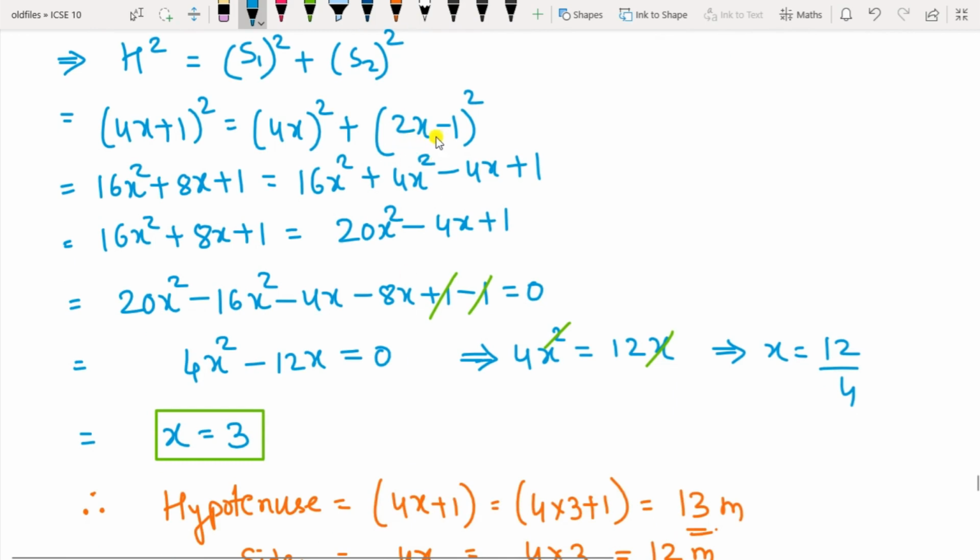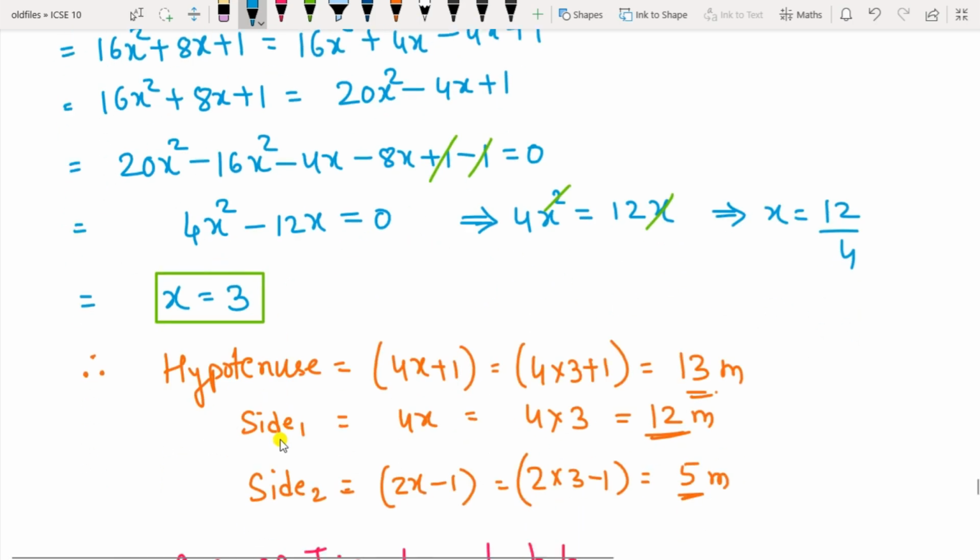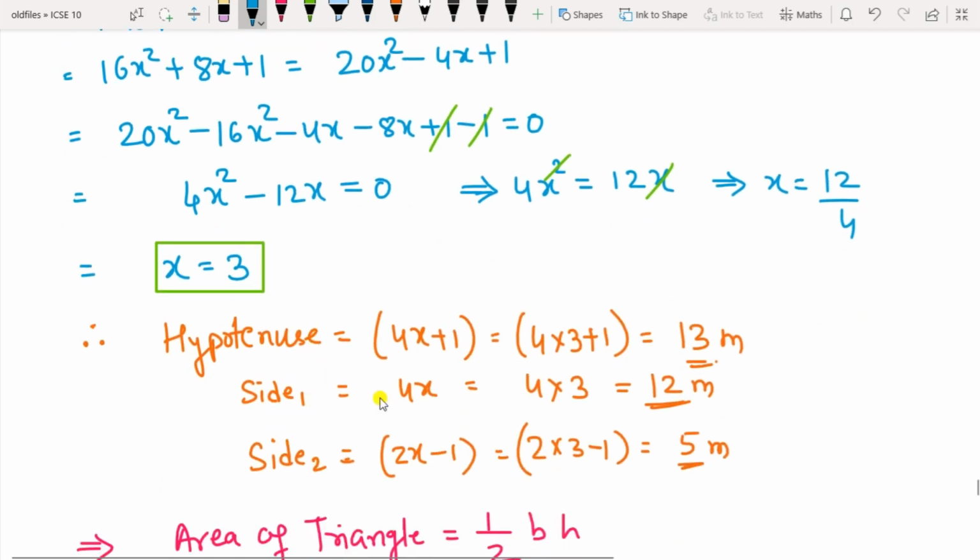Write the formula for a minus b the whole square, expand it, bring all the terms together, and this forms an equation here. Now here there is no constant term, so it is not of the quadratic form, it has become a linear equation now. So this becomes 4x square minus 12x, you can take this minus 12x onto the other side. So your x will get cancelled, so value of x will be 12 by 4, that is 3. So substitute the value of x equal to 3 in hypotenuse, side 1 and side 2 in all the equations here. So you get the value of hypotenuse as 13, side 1 as 12, side 2 as 5.